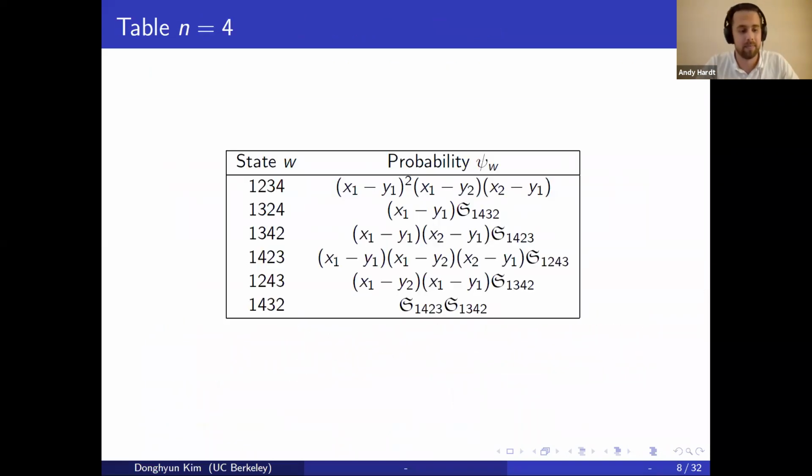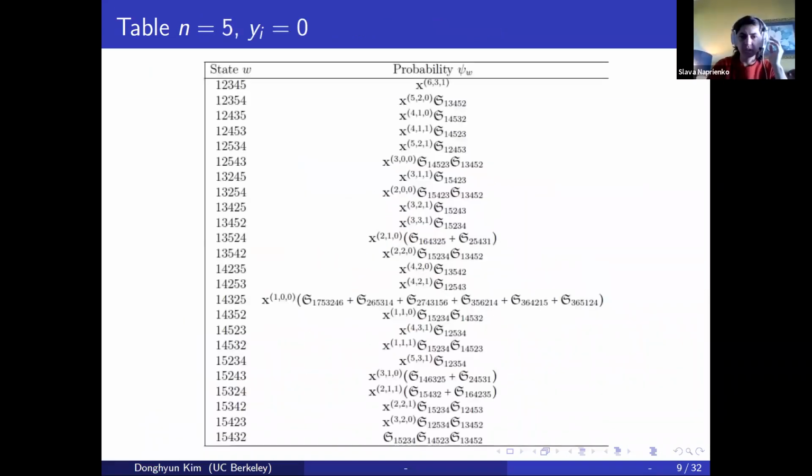Thank you. Can you show the table? Yeah, this table for a second. So in this table, if we didn't set up y's to be 0, then at the beginning, instead of just x to a certain partition, we would have some product of x minus y's, right? So this guy becomes something like product of xi minus yj's.